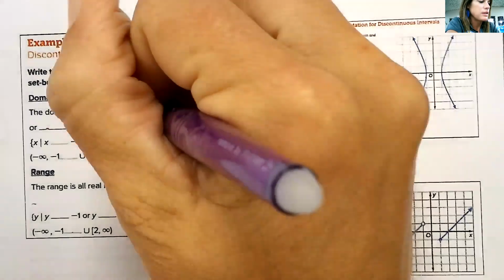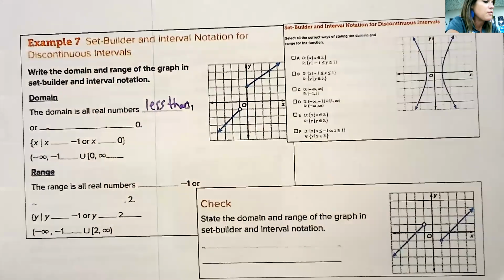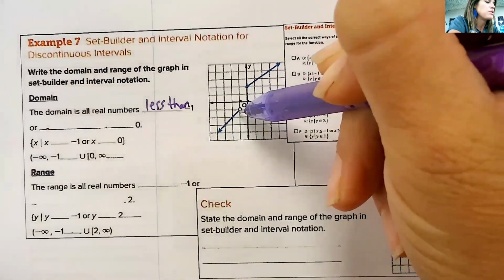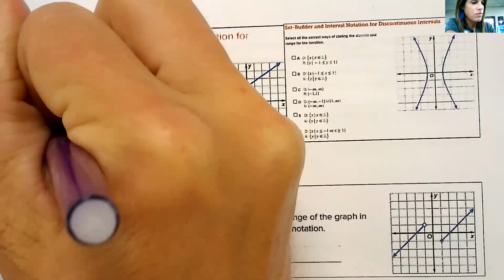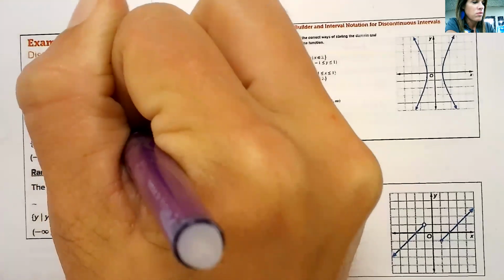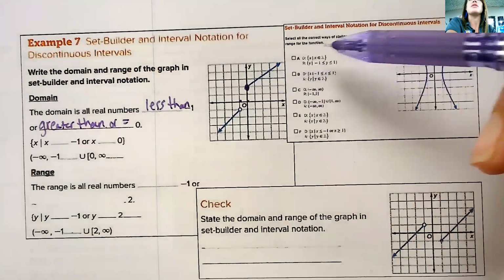All real numbers less than -1. I see, because it started at -1, not "or equal to," just less than -1, or there's a closed circle, greater than or equal to 0, because it starts here and then it goes to the right.